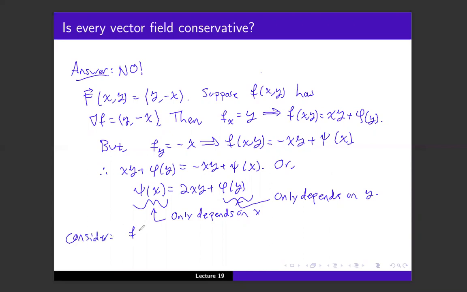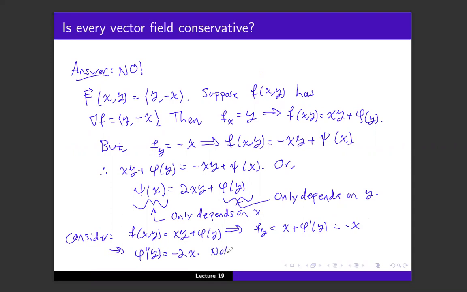if f(x,y) is equal to xy plus phi(y), that means that f sub y would be equal to x plus phi prime of y. And that's equal to negative x, because that's what the vector field is, which in this case is going to give us that phi prime of y, something that only depends on y, is equal to negative 2x. And that's not possible.